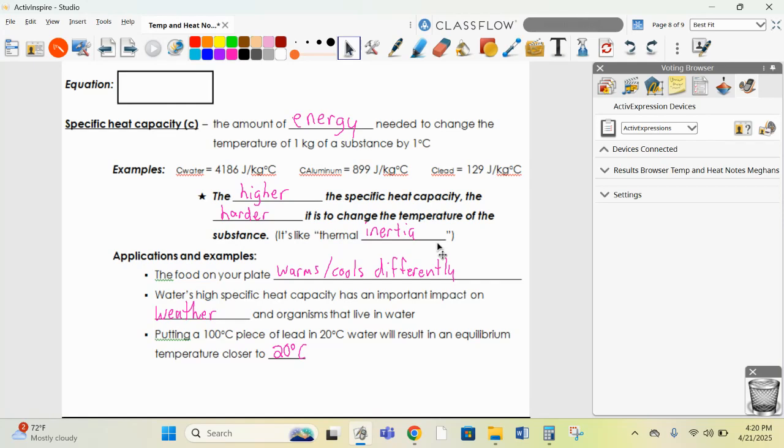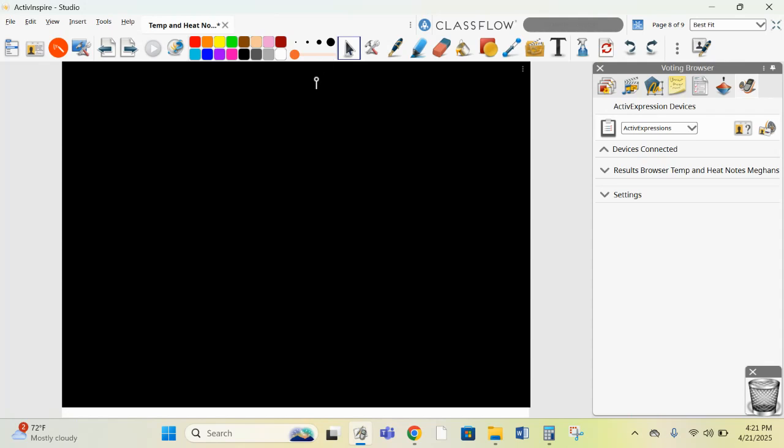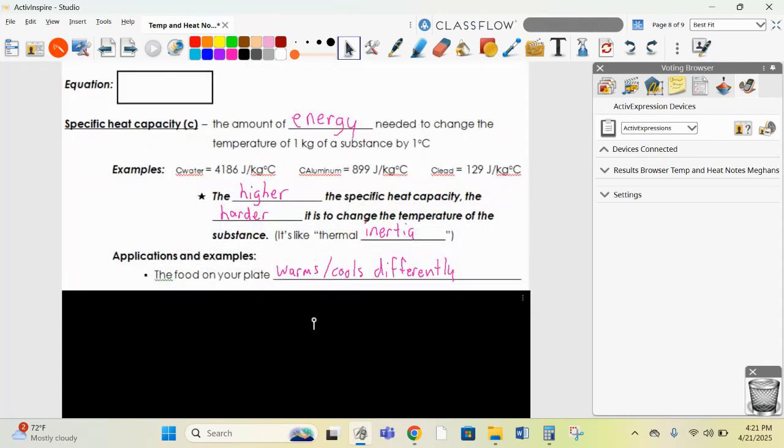Now, that has some different applications and examples. Think about the food on your plate, how things will warm or cool differently. I'm someone who likes breakfast, and I'll eat brunch or dinner sometimes. I like fried potatoes and eggs. Well, it takes a lot longer to cook the fried potatoes than the eggs. Hence, whenever it's on my plate, I always end up eating my eggs first because they cool down quicker. They have a much smaller specific heat capacity than the potatoes do. Potatoes take a really long time to heat up, and they take a really long time to cool back down.